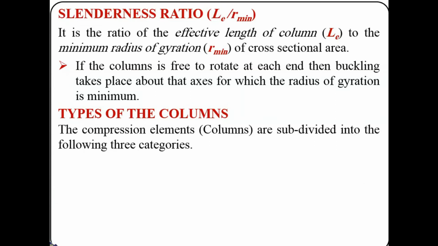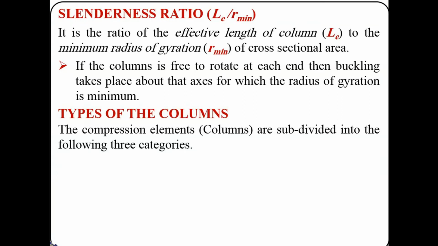So there are some parameters which govern buckling. For example, criterion number one is the slenderness ratio. So slenderness ratio is the ratio of the effective length over the minimum radius of gyration. If the column is free to rotate at each end, then buckling always takes place about the axis for which the slenderness ratio is larger or the radius of gyration is minimum.